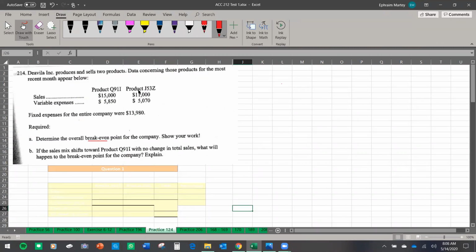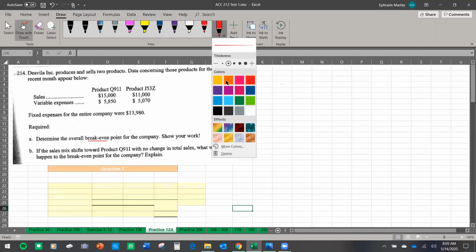So we know the formula to be the same, right? The formula is fixed expenses divided by CM ratio, because this one is dollar. We're going to do dollar, so CM ratio. But in this case, we are going to do it for the whole company. And the company has two products.